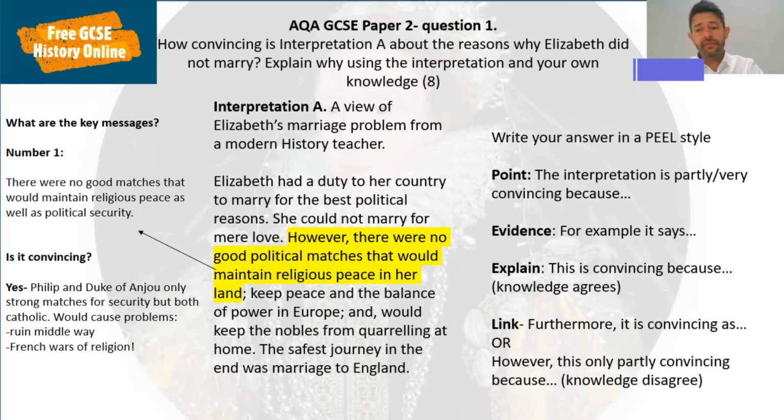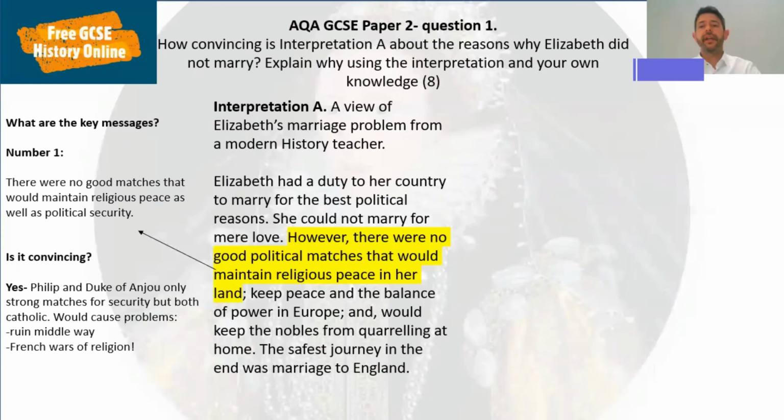Remember, you might say it's partly convincing, so you can say however. However, this is only partly convincing because, and explain with an opinion and a bit of knowledge. Or you might think it's very convincing, you might say furthermore, it is convincing as, and explain a further idea. Okay, so let's give this a go.